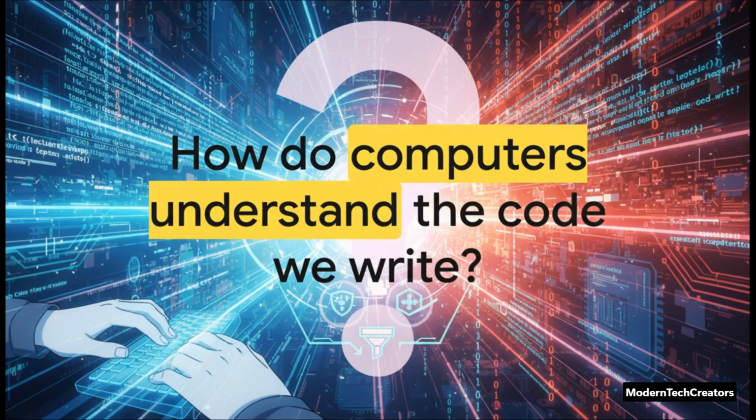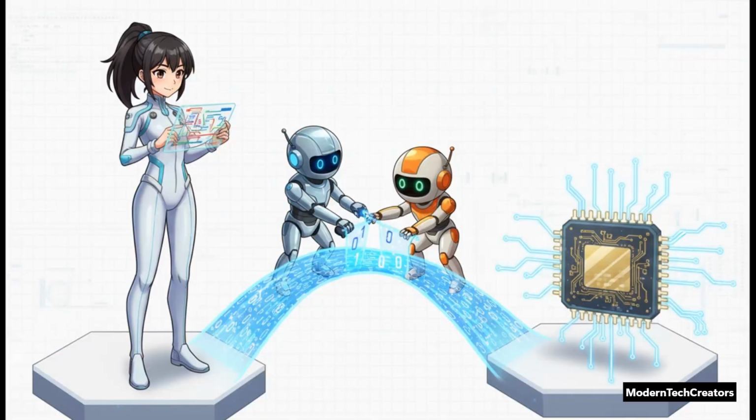So how do we possibly get them on the same page? Well, that's where a translator comes in. We need a special program that can take the source code we write and turn it into the machine code the computer's processor can actually understand and execute. And that's exactly what compilers and interpreters are built to do.